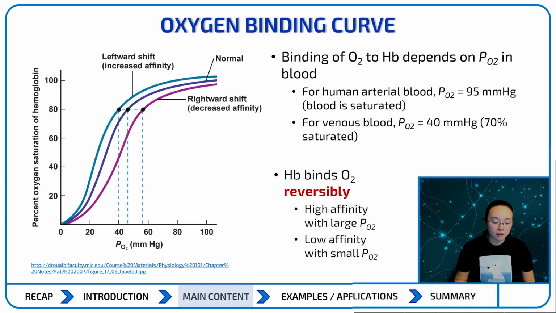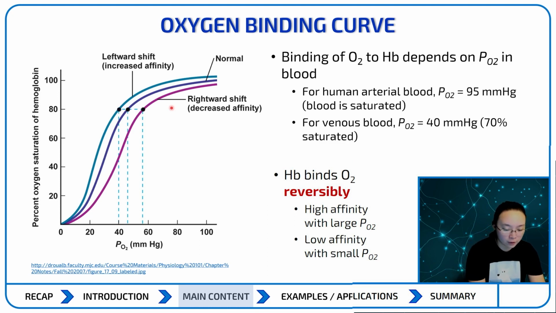In terms of the binding itself, we should take a look at an oxygen binding curve. This is a good example of an oxygen binding curve, where binding of oxygen to hemoglobin depends on the partial pressure of oxygen in your blood. For human arterial blood, you have a partial pressure of 95 mmHg. This means that your blood is saturated. For venous blood, or blood in your deoxygenated veins, you have 40 mmHg, which is 70% saturated.